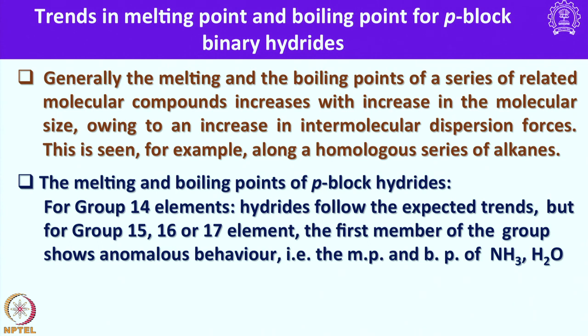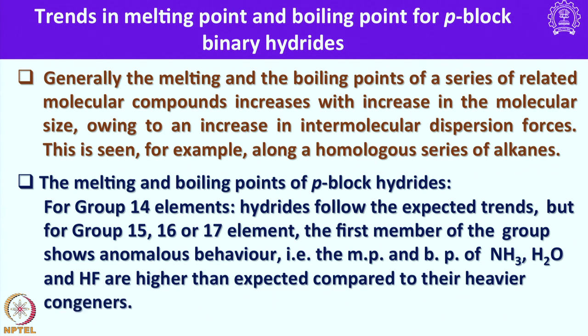That means, essentially these hydrides, the first member from 15, 16 and 17, show remarkably high melting and boiling points compared to the rest of the congeners. So, why does that happen? For example, if you take the melting point and boiling point of ammonia and water and hydrogen fluoride, they are remarkably high compared to the rest of the hydrides in their respective group. Let us look into this, what makes these compounds show different properties.